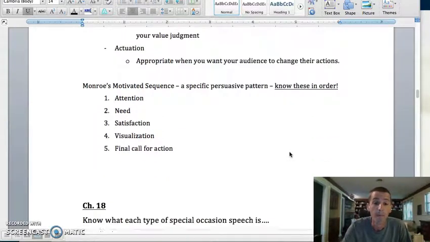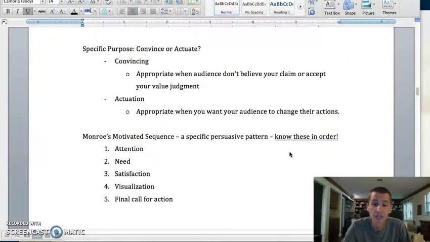All right. Monroe's motivated sequence is the last thing that you need to know from Chapter 17, and this is another 5-step pattern that you need to know in order. Interestingly enough, this is the same pattern we use in radio production for the development of commercial scripts. And I just think that's interesting that was taken from Monroe's motivated sequence, which has been around a long time as a great pattern for persuading people to do something like buying a product.